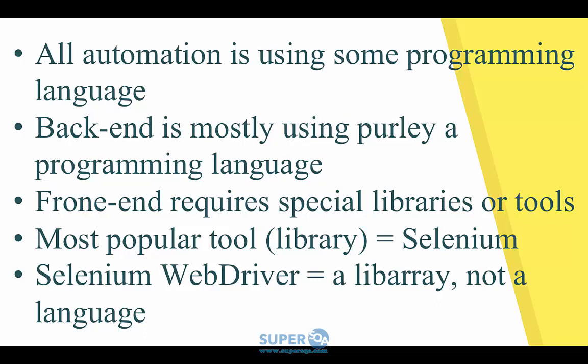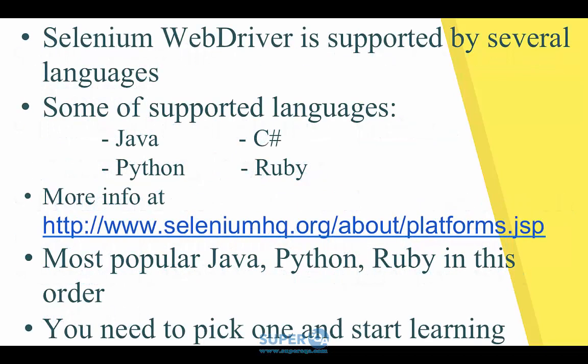Now, Selenium WebDriver is a tool and a library. It's not a programming language of its own. Don't get confused there. You can use WebDriver with several programming languages. Some of the languages that support Selenium are Java, Python, C#, Ruby, and PHP. You can get more information at seleniumhq.org. From my experience, the most popular in the industry for automation are Java, Python, and Ruby, in that order, which means you have to choose one of those languages and start learning.